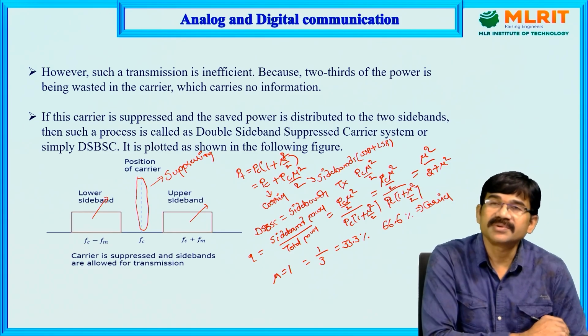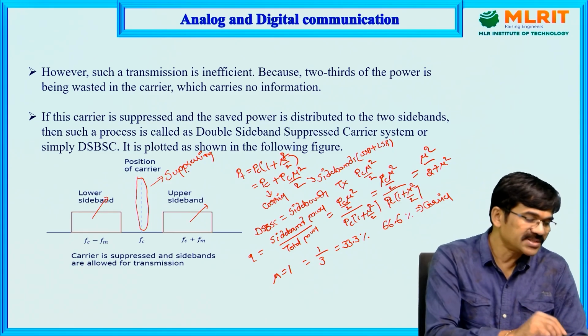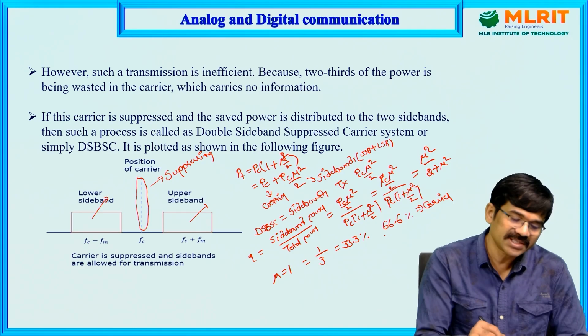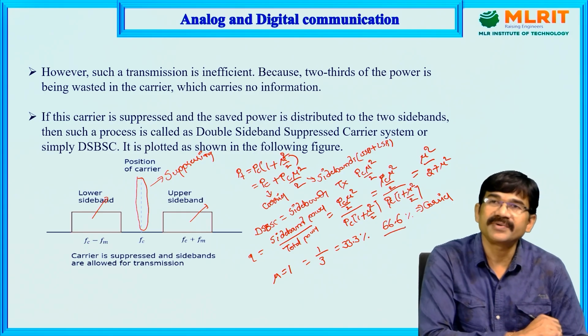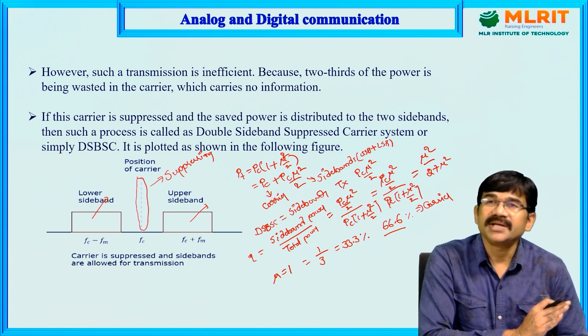66.6% of the power is concentrated in the carrier. So if we are removing or suppressing the carrier, how much power are we saving? 66.6% of the power we are saving by removing the carrier. Why? The carrier does not contain any information.